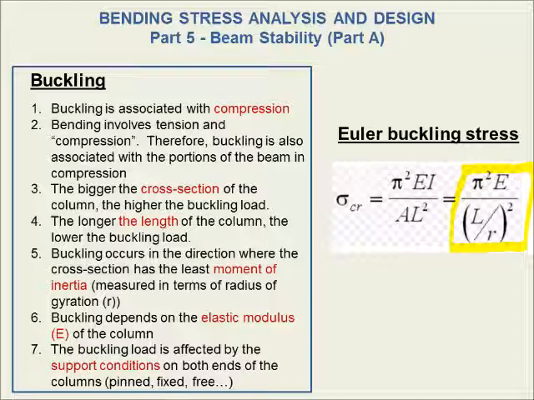Pi squared EI over AL squared. And as we can see here, it has to do with the elastic modulus. I is the moment of inertia. And then it is proportional to the inverse of the length squared, right? So the longer it is, the weaker it is. Okay? In a geometric, or shall we say quadratic way.